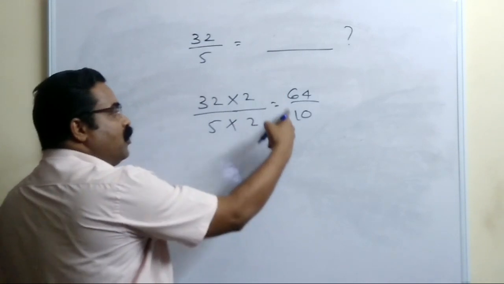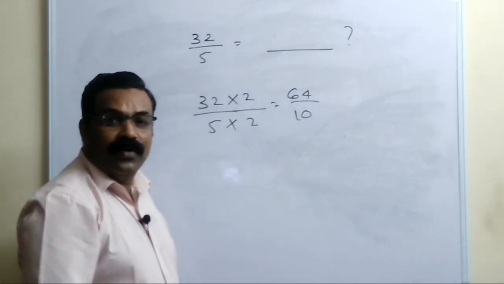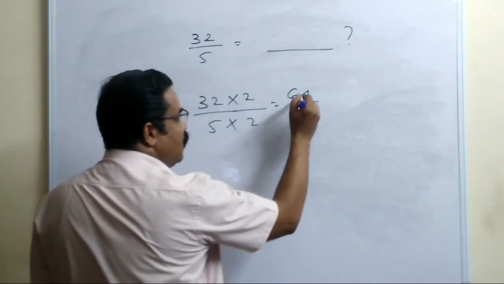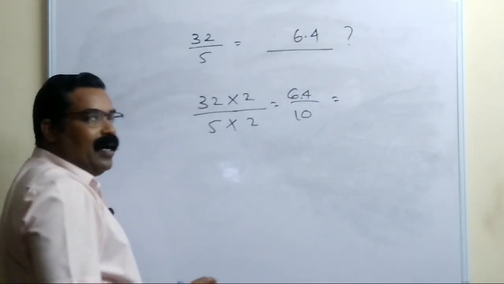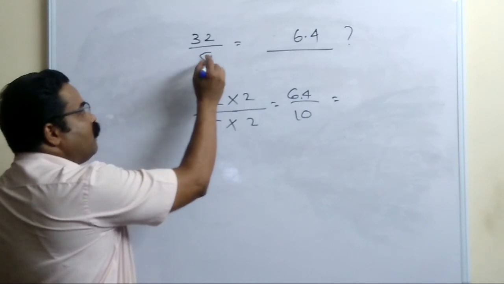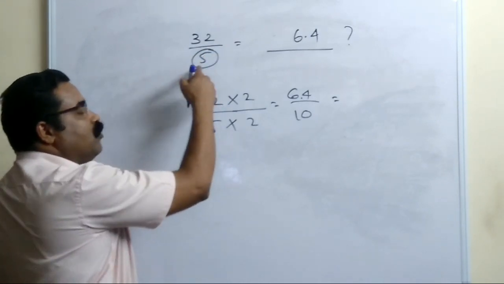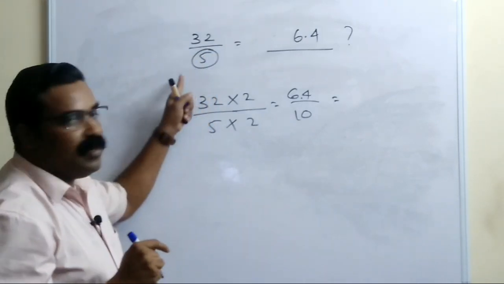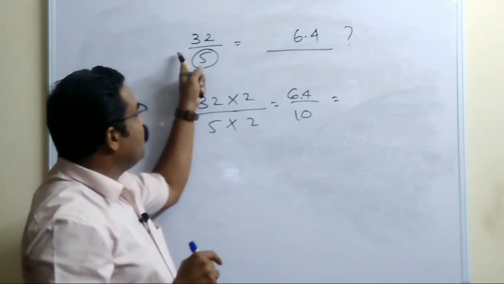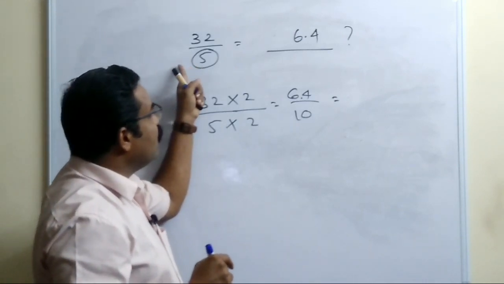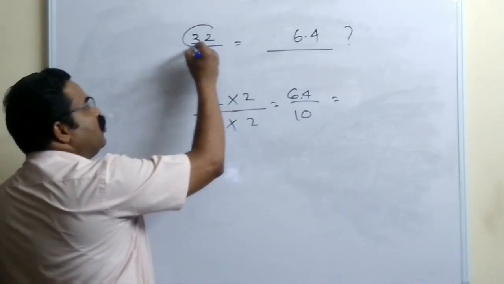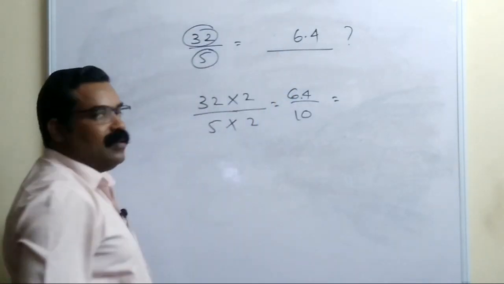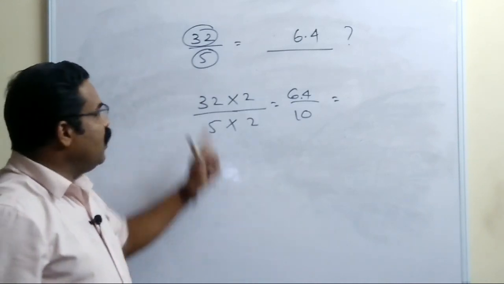Whenever you want to divide a number by 10, what is the easy method we will do? We will put a decimal point here. So the answer will be 6.4. So what I want to tell you is, whenever you have 5 in the denominator, and you want to find the decimal form of this fraction, then what you have to do is double the numerator and divide it by 10.